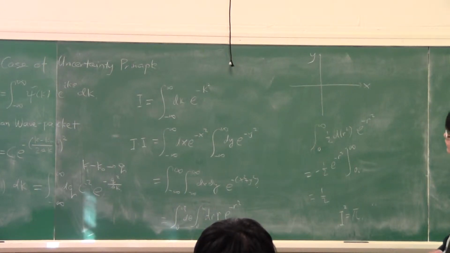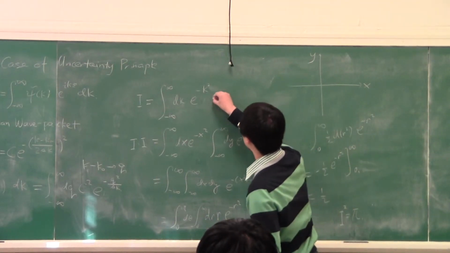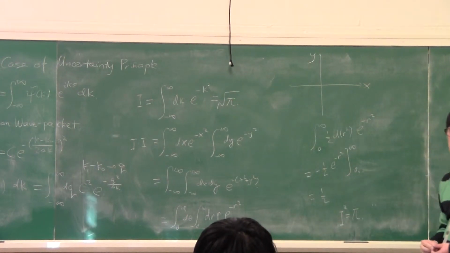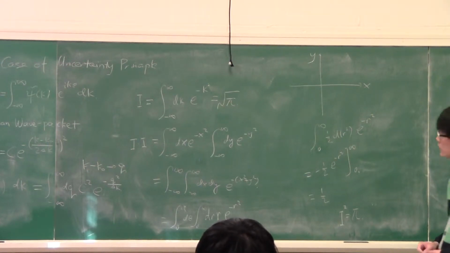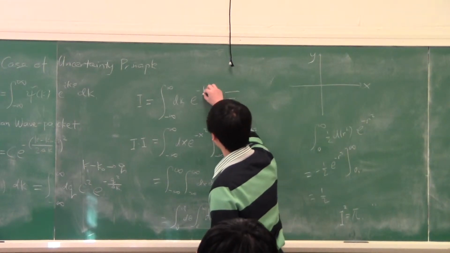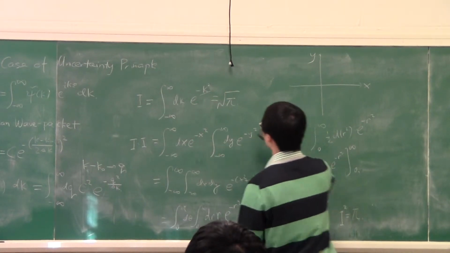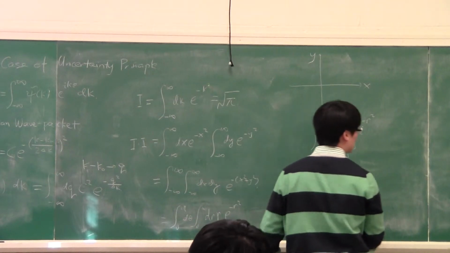Did I erase that? Okay. So this is equal to the square root of pi. And then we think about inserting a scaling factor, which is to insert it over here. So we have a q delta k in this. Let me write that over here.